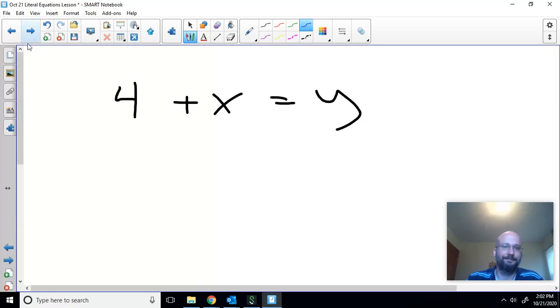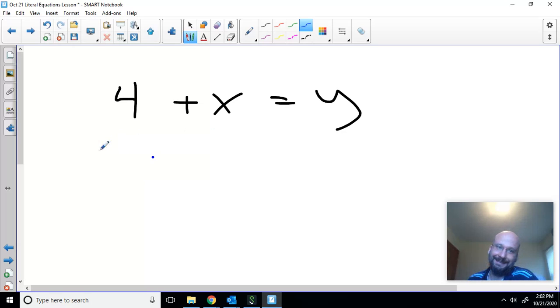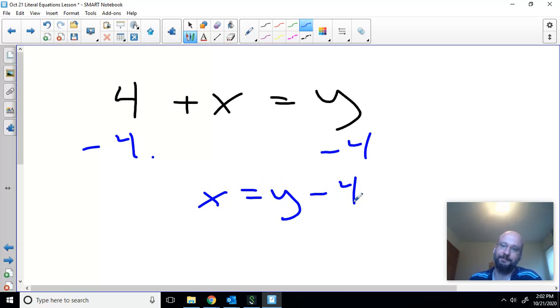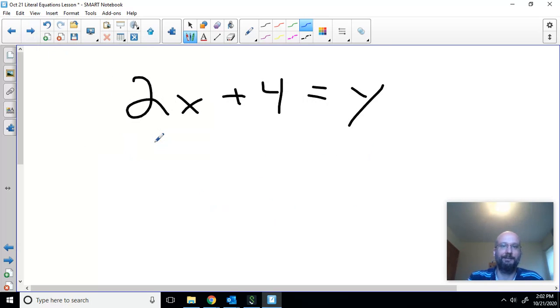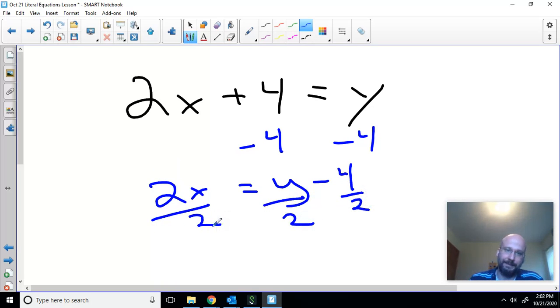Let's do another one. How many more do I have? Oh, a few. So again, minus 4, x equals y minus 4. Pretty simple, that one. This one, solving for x, minus 4. That gives me 2x over here. Over here, I have y minus 4. I'm going to divide by 2. This is going to be x, this is y over 2, and this is minus 2. All right.